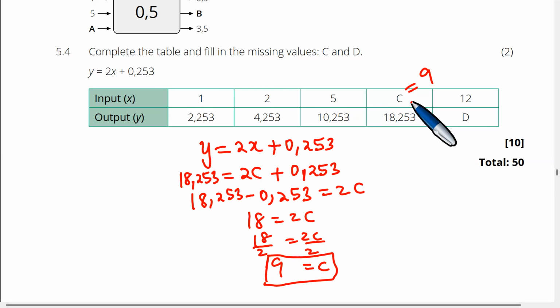Right. What is then the next question? What is D now? We found that C is 9, right? What is D?